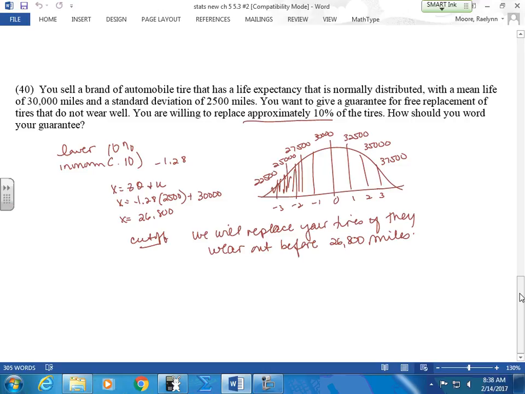So you're looking at your bottom 10%. So bottom 10% says, where is my cutoff? Find me your z-score for your bottom 10%. Plug it in. Makes sense, right?